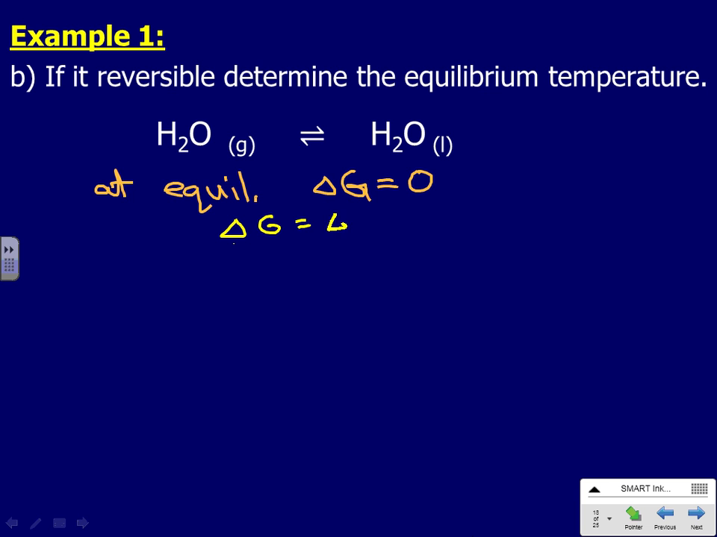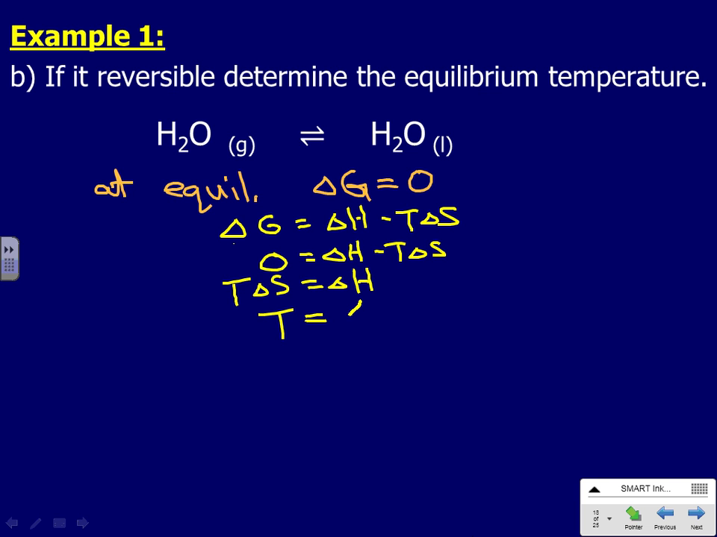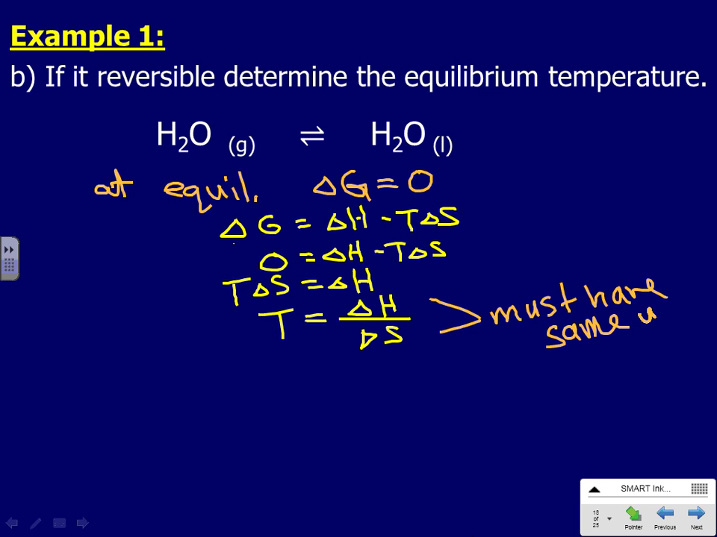Delta G equals delta H minus T delta S. 0 equals delta H minus T delta S. Bring that to the other side. T delta S equals delta H. T is equal to delta H over delta S. All right? And a very important thing that goes with this: they must have the same energy units. All right? Those energy units must be the same. If they're not, you're going to be off by a factor of 1,000.